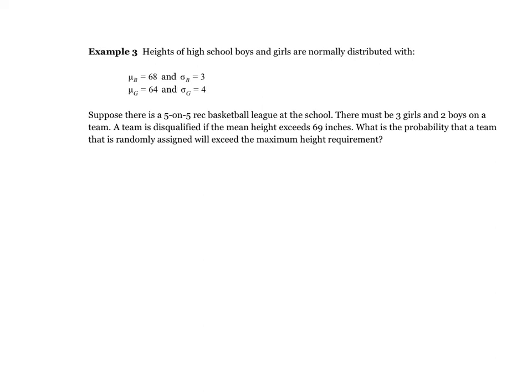In this one, it says, example 3, the heights of high school boys and girls are normally distributed, with the mean boy is 68 inches and the standard deviation of 3 inches, and the mean girl is 64 inches with a standard deviation of 4 inches. Now it says, suppose there's a 5-on-5 rec basketball league at school. This is like intramural. There must be 3 girls and 2 boys on the team. A team is disqualified if their mean height exceeds 69 inches. So what is the probability that a team that is randomly assigned will exceed the maximum height requirements?